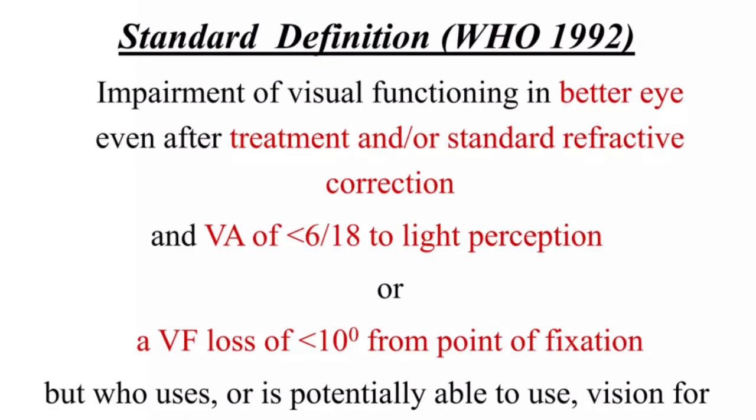So the standard definition according to the WHO is the impairment of the visual functioning in the better eye even after the treatment and standard refractive correction, and visual acuity of the better eye is less than 6/18 to light perception, or the visual field loss is less than 10 degrees from the point of fixation. So this is actually the WHO's definition of low vision. Now we will understand each and everything of this definition, right?